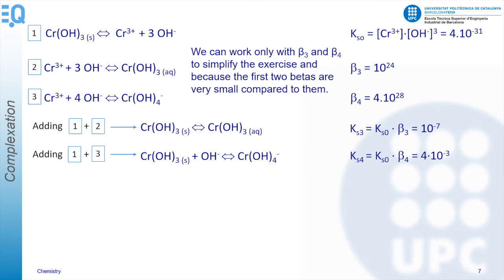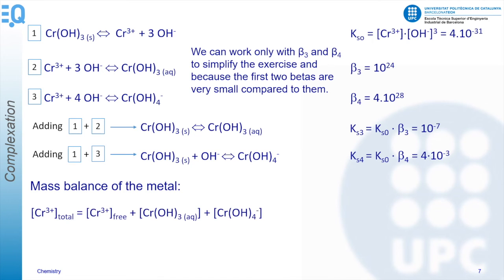Let's suppose that we're interested in solubilizing the maximum amount of chromium-3. This is what we call solubility. It is the maximum chromium-3 that is in solution. We want to know the relationship between the solubility of the chromium-3 and the pH of the solution. We have to do the mass balance of the metal. The total chromium-3 can be free or can form complexes in two different ways, two different coordination complexes, here and here.